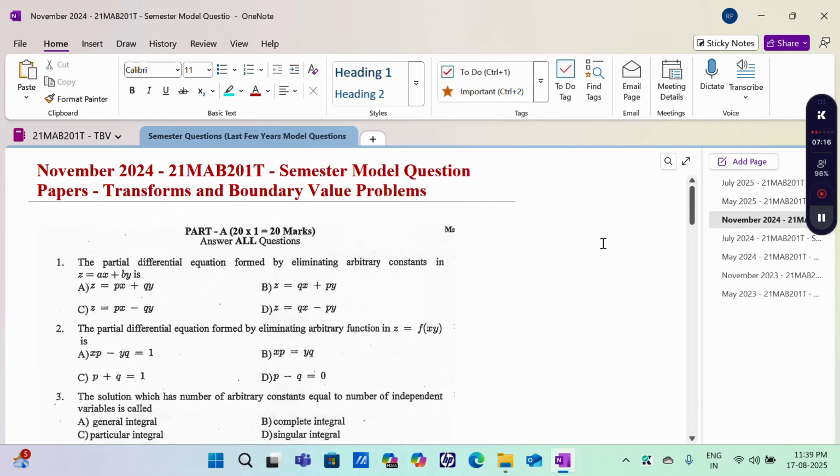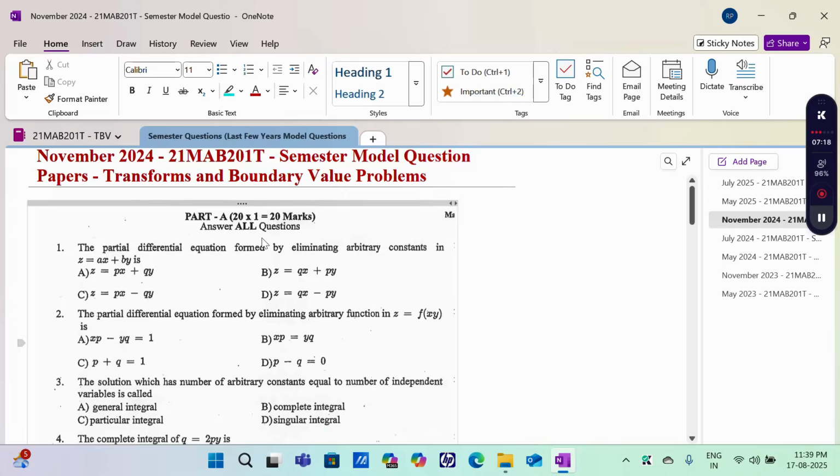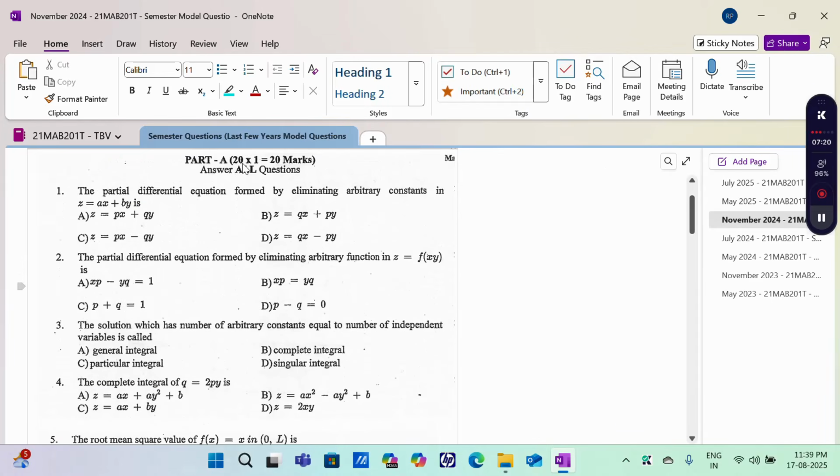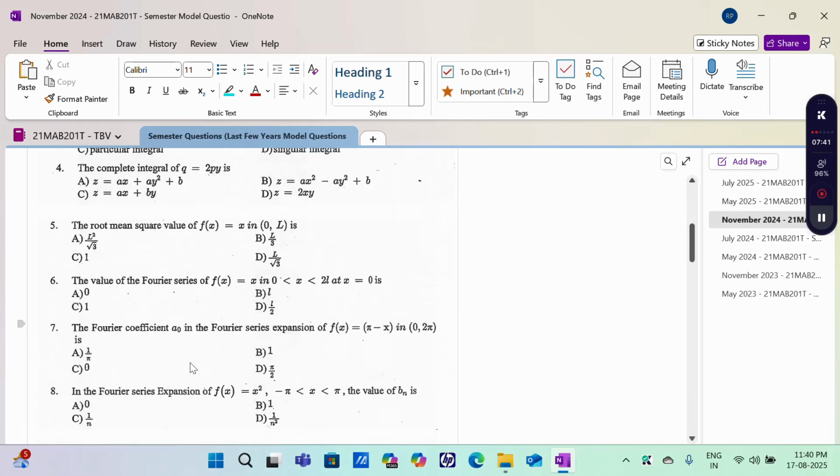And next, the question paper of November 2024. Then part A, 20 questions, each 1 mark, total 20 marks, each unit 4 questions. So the first unit is partial differential equation: eliminating arbitrary constant, eliminating arbitrary function, then the number of constants, number of independent variables, and then complete integral. So these 4 questions are unit 1, partial differential equation.